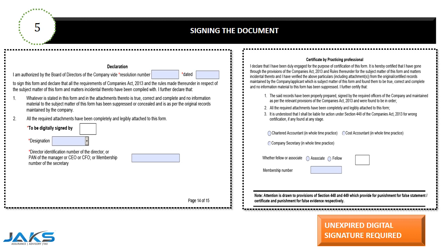In case the person digitally signing the e-form is a director, enter the approved DIN. If it is CEO, CFO or manager, enter the PAN. If it is a company secretary, enter the membership number of the secretary. Apart from this, it's also to be certified by a practicing professional. We have to enter the details of the practicing professional and attach the unexpired digital signature.